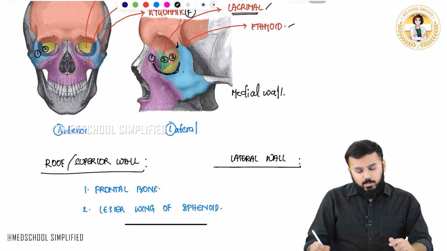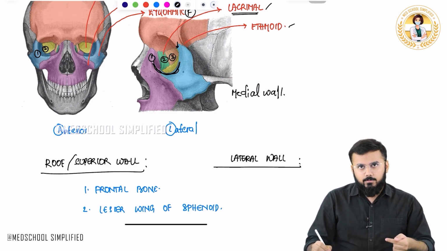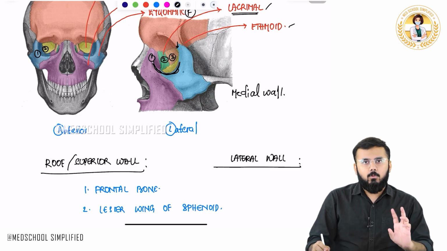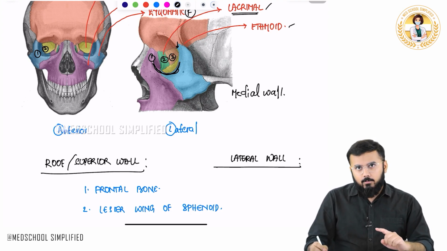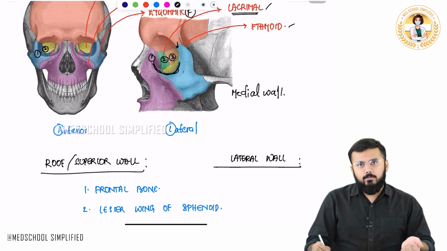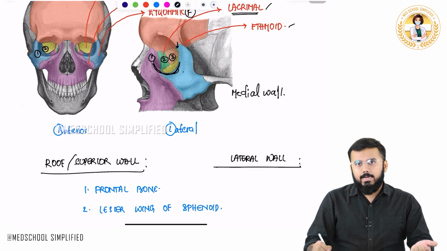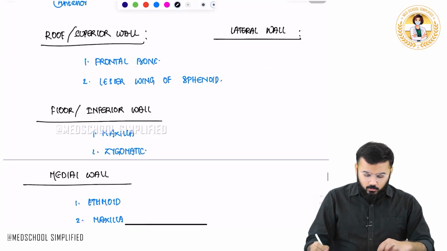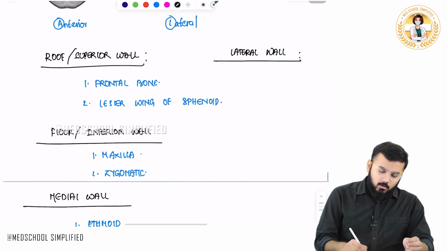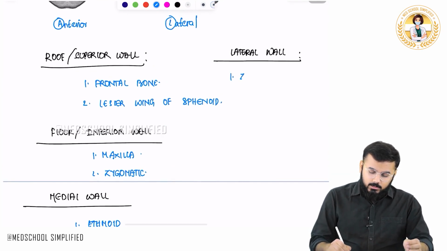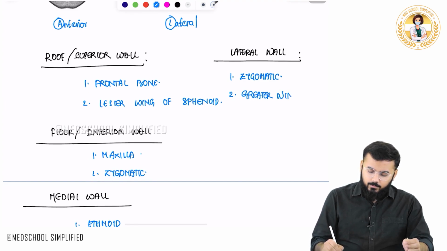So in this picture, you cannot differentiate greater wing and lesser wing, unless you look at the skull from all the directions. If you look at the skull from all the directions, very clearly you can identify which is the greater wing of sphenoid and which is the lesser wing of sphenoid. In a separate video on sphenoid bone, I have explained the greater and lesser wing of sphenoid. Okay. So what are the two structures that are forming the lateral wall? One is your zygomatic bone, and the second one is the greater wing of your sphenoid bone.